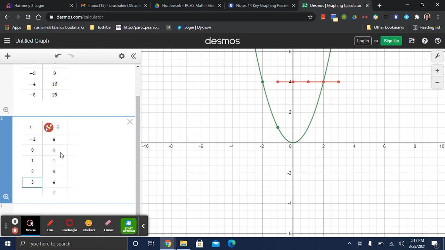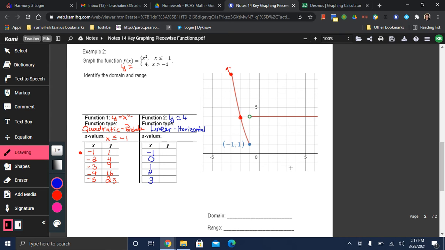It doesn't matter what those x's are. The y's stay at a 4. That's because that horizontal line happens because every single y is a 4. That's what that y equals 4 definition is. So all those y values are 4.